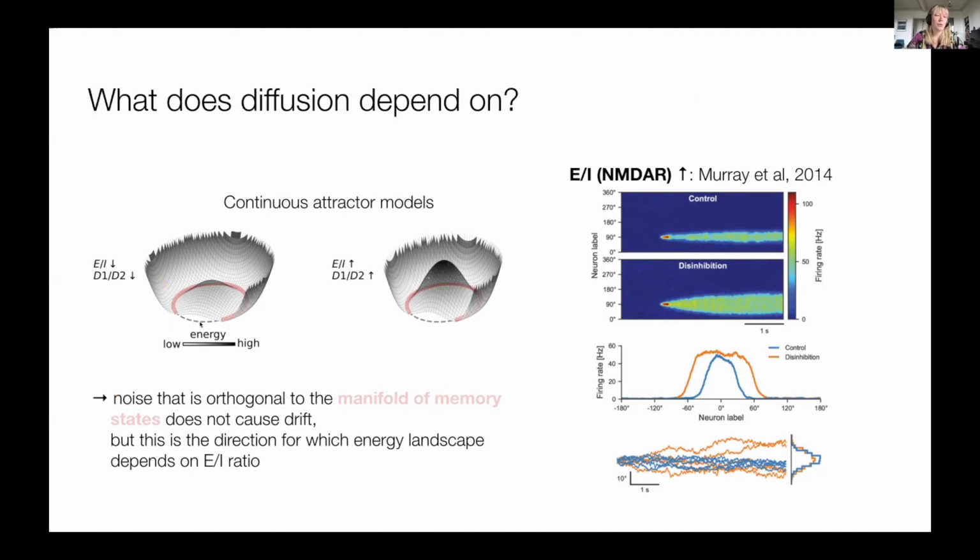And so when we noticed that deepening attractors doesn't actually prevent noise from affecting the drift so much, we started to wonder, what does diffusion in this kind of model actually depend on? And switching over to Joao.